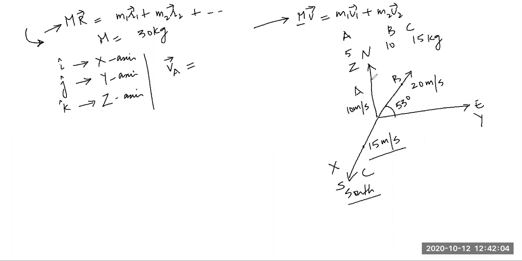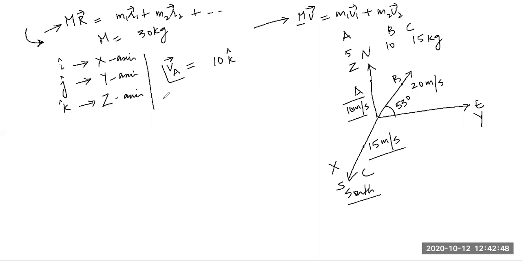So very intuitively, can you tell me what is VA vector? This is velocity A, and this is our north. So this is our x-axis, this is y-axis, this is z-axis. So what will be VA? What is the magnitude? Magnitude is 10. Okay, but it is along which direction? This 10 meters per second is along j cap? Not quite. You see, this is the z-axis, so the z-axis is k cap.